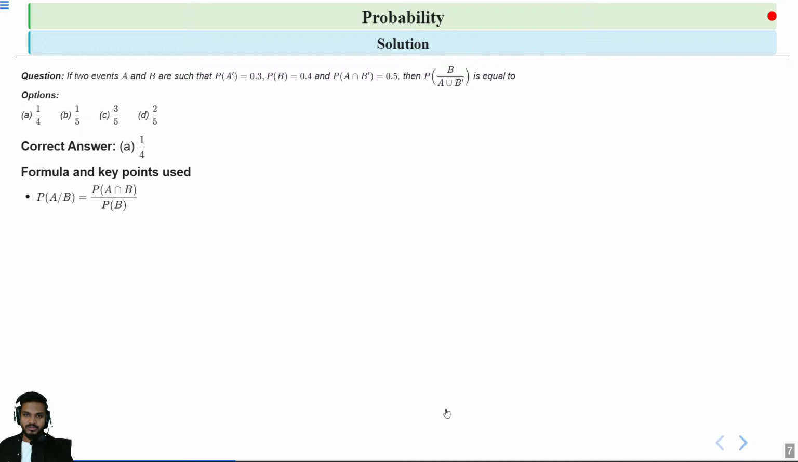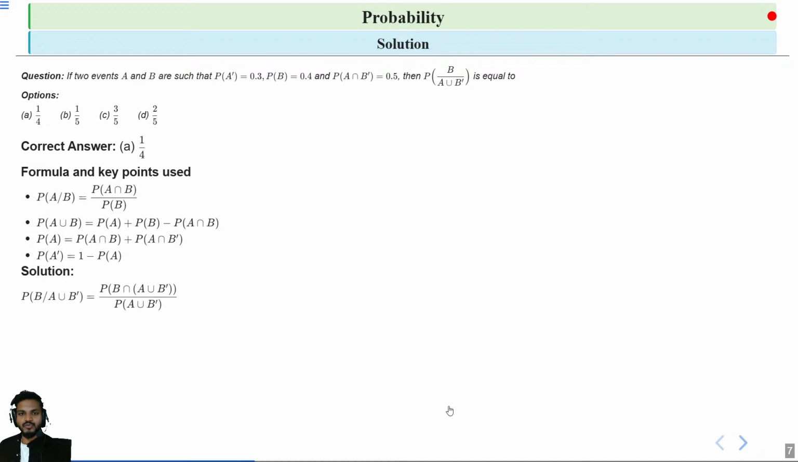So the formulas that we use: first, probability of A given B is probability of A intersection B by probability of B. And probability of A union B is probability of A plus probability of B minus probability of A intersection B. And to find probability of A, it is given by probability of A intersection B plus probability of A intersection B complement. And one other important formula, to find the probability of A complement, is 1 minus probability of event A.